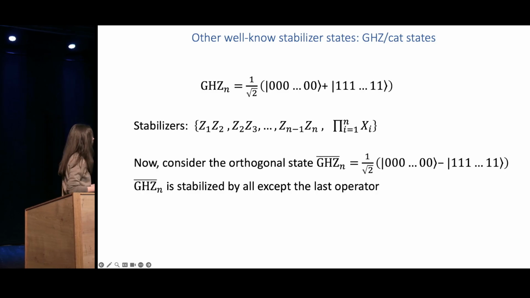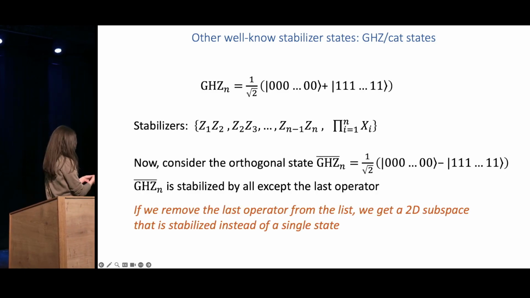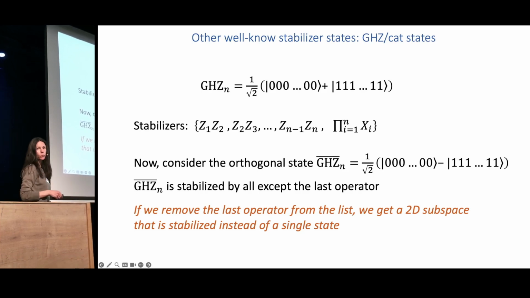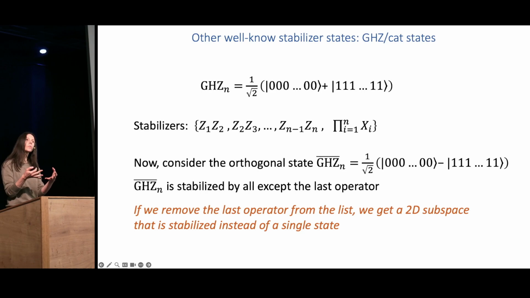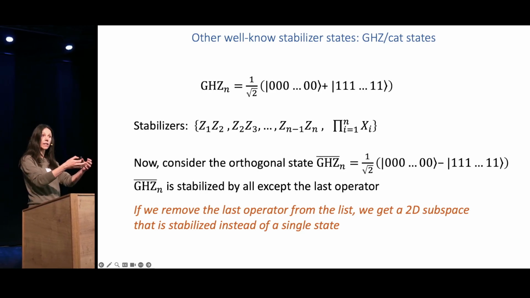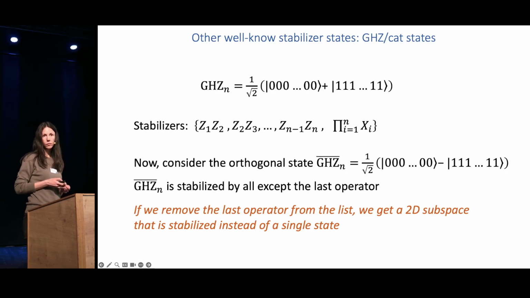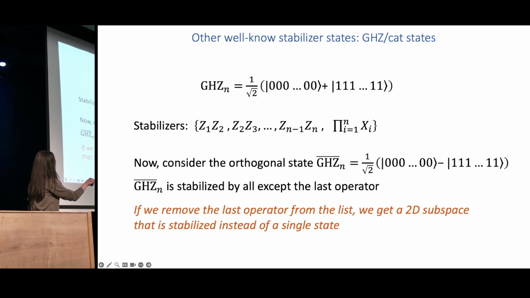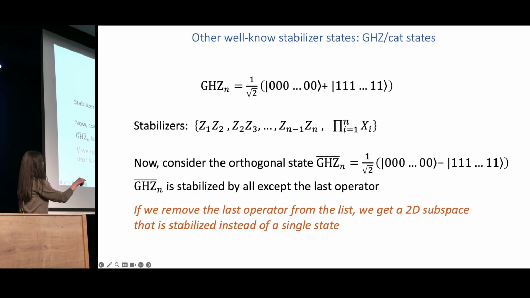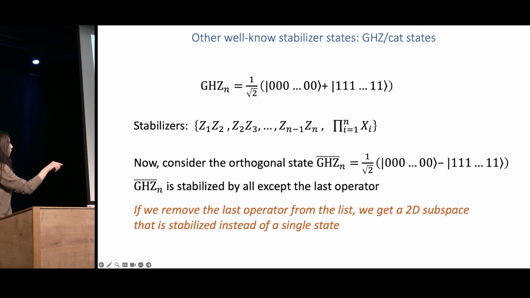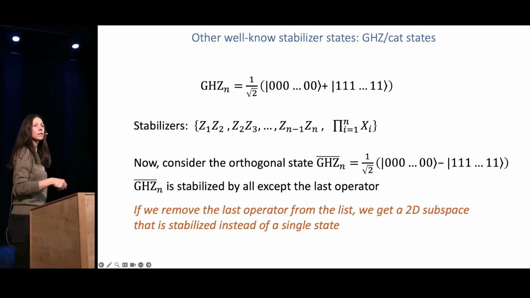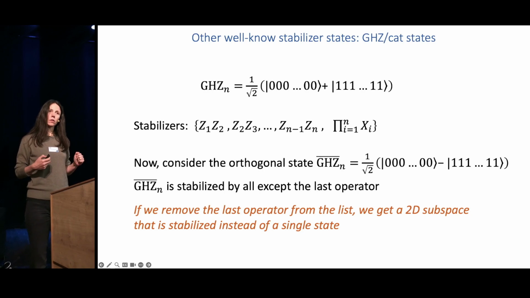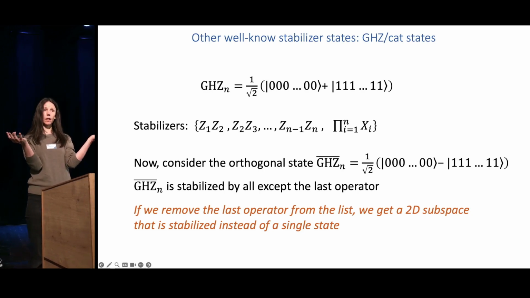So if I were to remove the last stabilizer from the set, the last generator, then I would stabilize a two-dimensional subspace and not a single state anymore. Because removing this operator over here would give me this set of Z operators. And these, of course, already stabilize this, and we already discussed that they stabilize that. So I'm stabilizing two states. Right? So I'm removing one operator, and the Hilbert space that I stabilize grows.